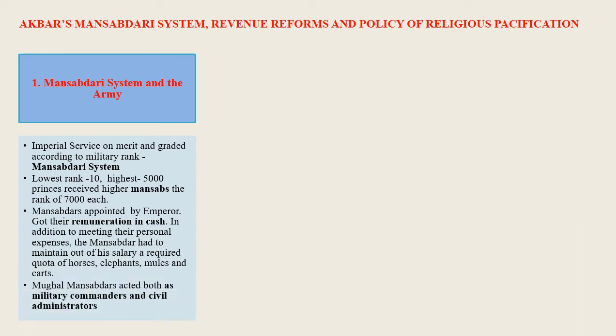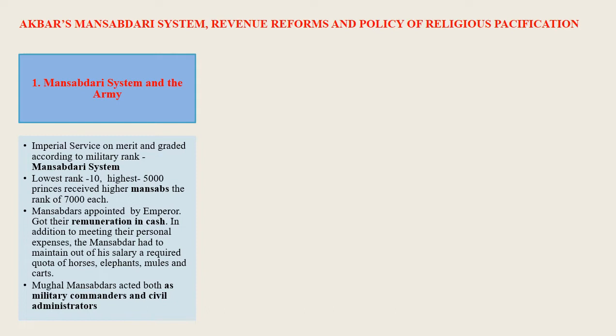The lowest rank was that of 10, whereas the highest was 5,000 for nobles. The princes received higher mansabs, the ranks of 7,000 each. The mansabdars held their appointments directly from the emperor. They got their remuneration in cash, not in land grants.